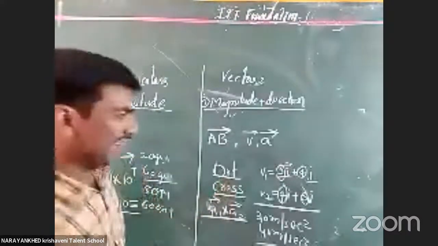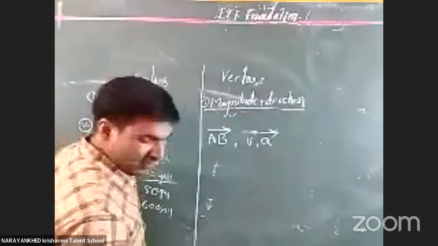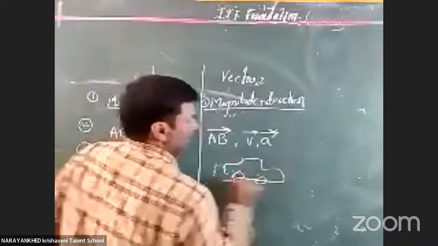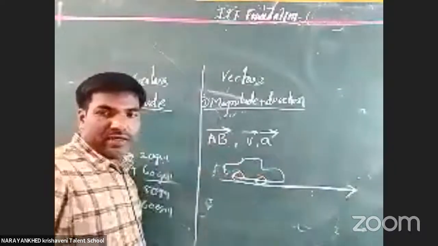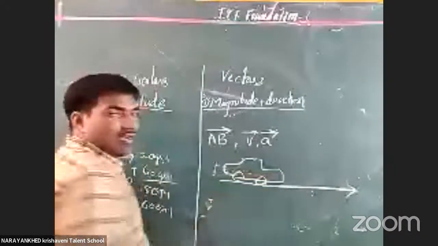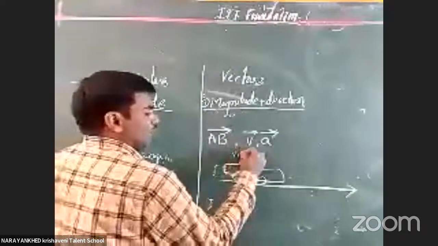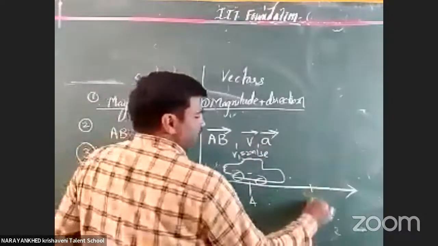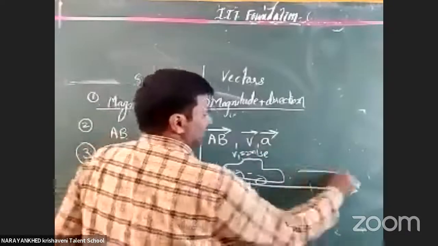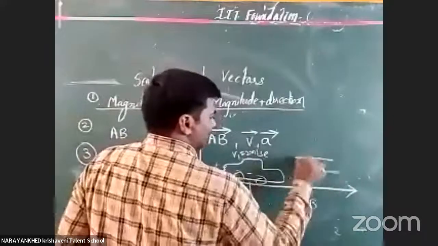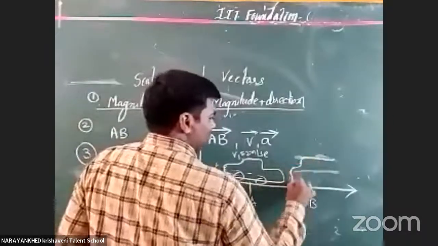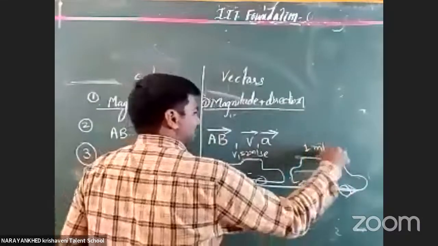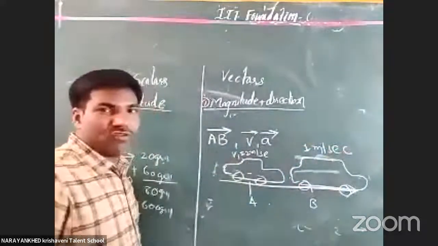Yes, and one problem is like that. Suppose one car is moving in this particular direction, with a velocity of 2 meters per second at point A. After it reaches point B, its velocity decreases. When it reaches this particular position, its velocity decreases to 1 meter per second. Now clear or not, all the students?